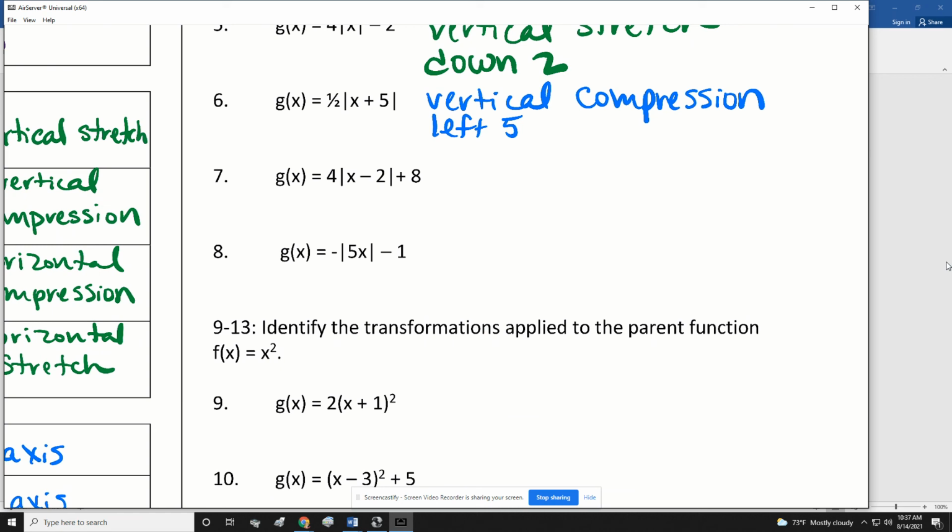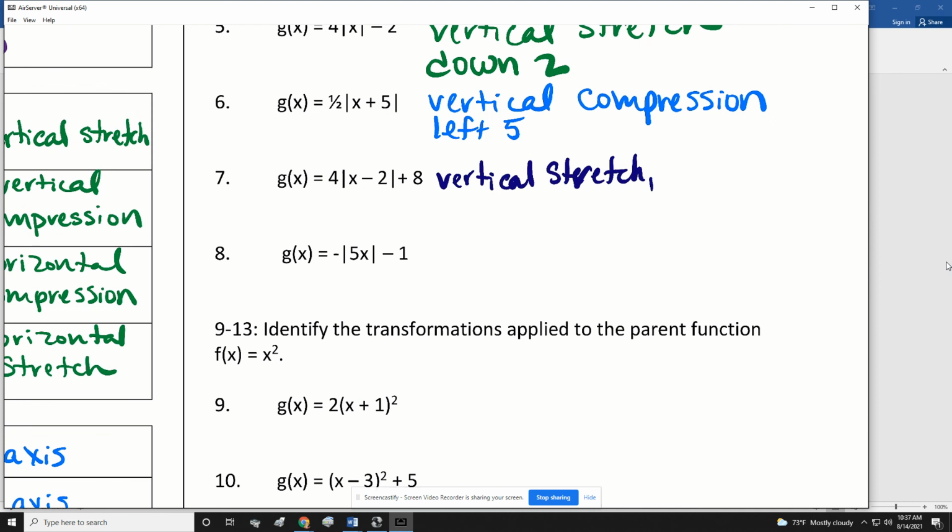For number 7, we have this 4 outside. We just did one with a 4 on the outside. It's still a vertical stretch, multiplying on the outside by a number greater than 1. All right. We're also subtracting on the inside, which is going to shift right. And then finally, we're adding on the outside, which is going to be up 8.